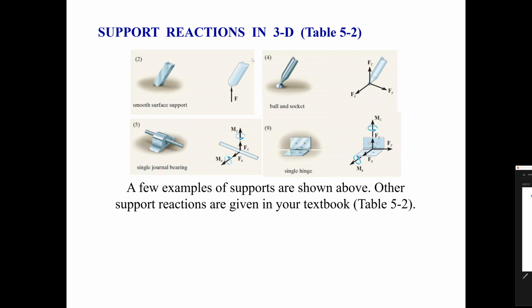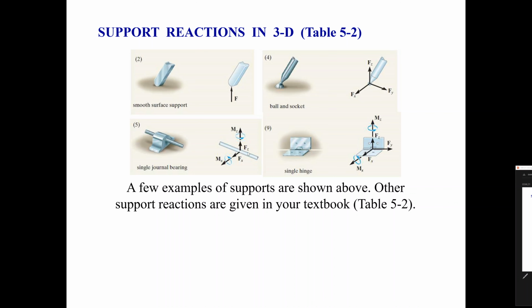Here's some supports. You could have a smooth surface support, and then your reaction, of course, would just be straight up. You could have a journal bearing. In this case, you'll notice that it has reactive moments in this direction, this direction. It only allows rotation along this axis, if this is the y-axis, let's say.